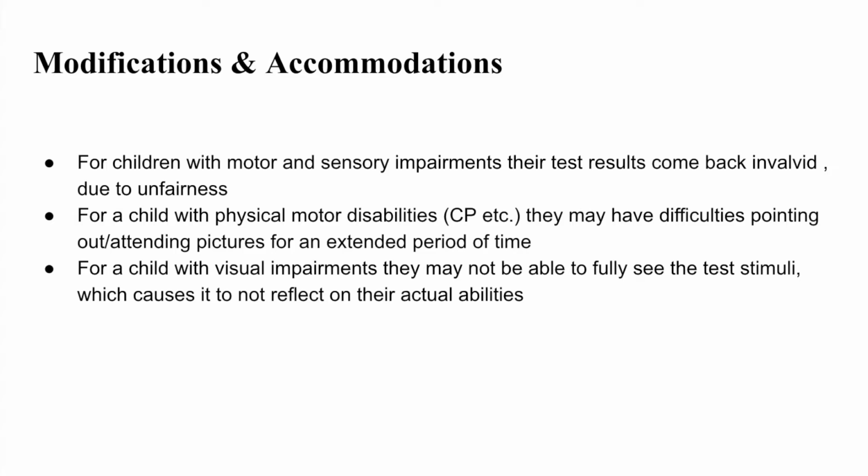Modifications and accommodations of the assessment: for children with motor and sensory impairments, their test results come back invalid due to unfairness. A child with physical motor disabilities, such as cerebral palsy, may have difficulty pointing out or attending to pictures for an extended period of time. Therefore, these results would come back as invalid. A child with visual impairments may not be able to fully see the test stimuli, which causes the results not to reflect their actual abilities, so once again, that would come back as invalid.